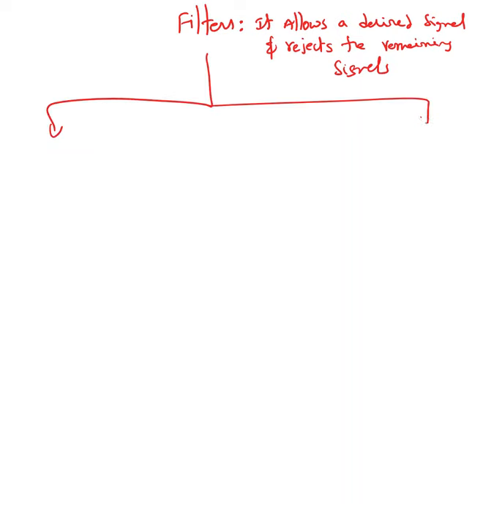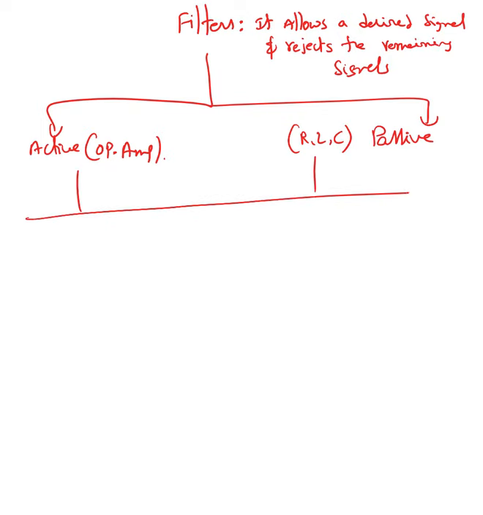There are two types of filters: active filters and passive filters. Basically, an active filter is made with operational amplifiers, and a passive filter is made with RLC elements. Both active and passive have different types, such as low pass. If we make a filter with an operational amplifier, that's an active low pass filter. If we make it with RLC elements, we call that a passive low pass filter.